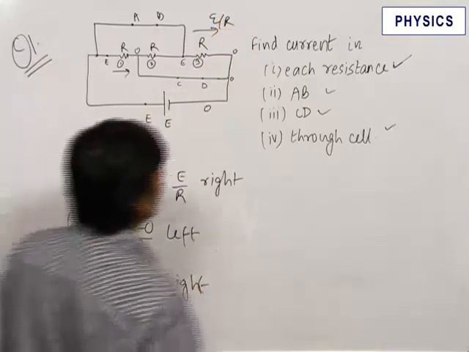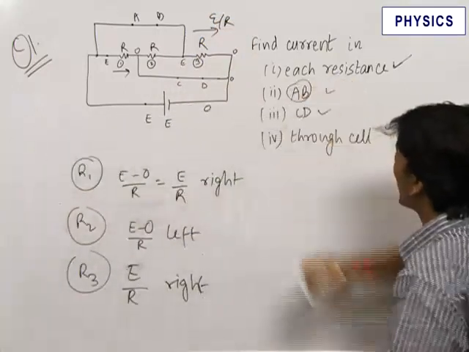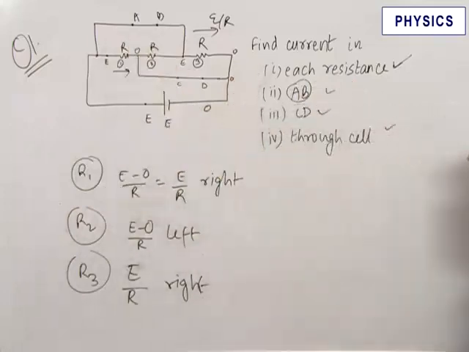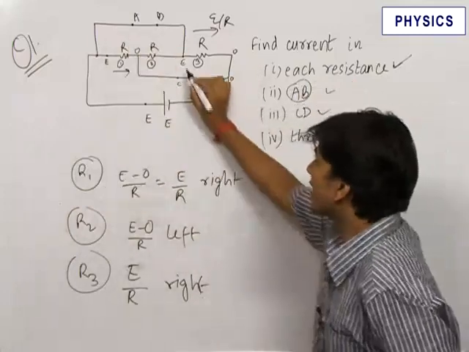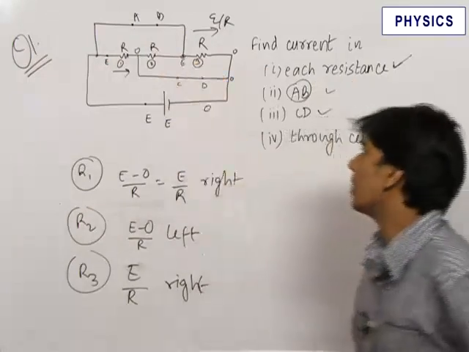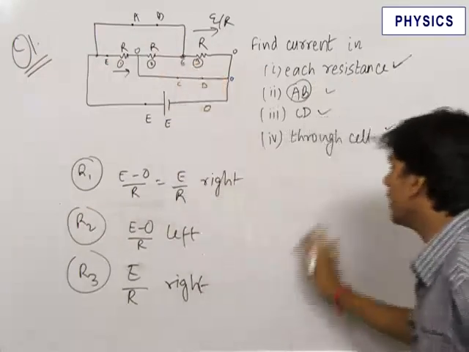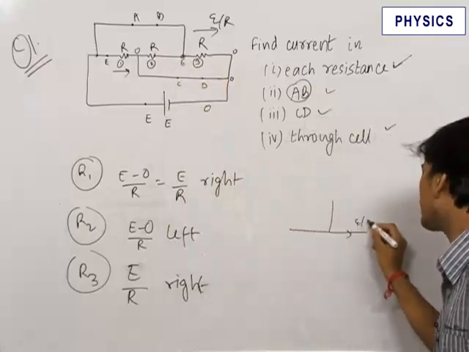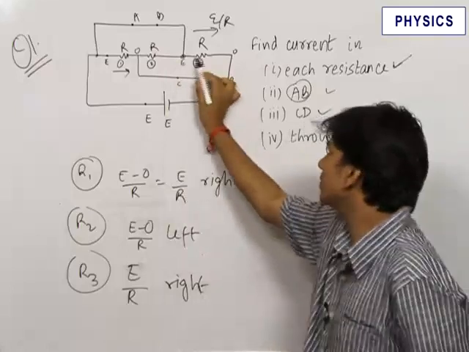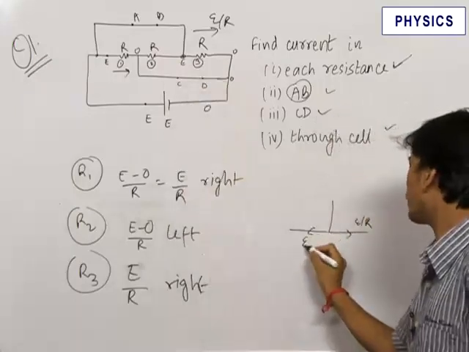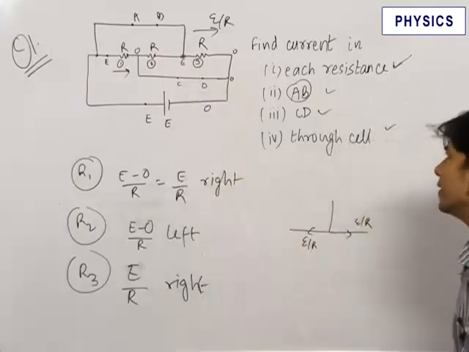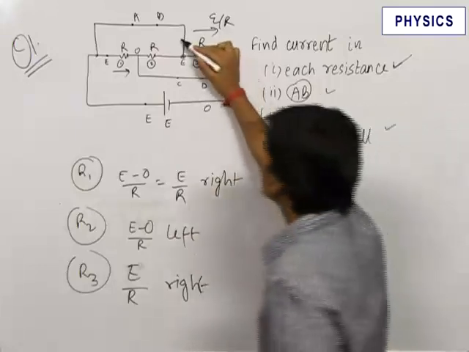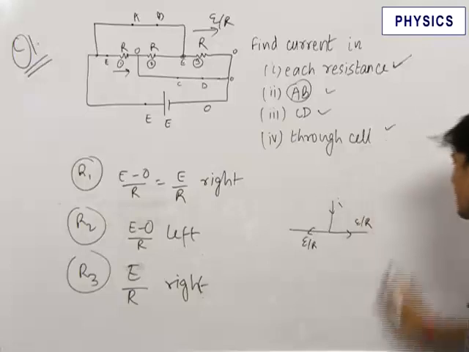Now we need to find out the current in the wire AB. For finding out the current in the wire AB, what we do is that we analyze this junction. At this junction, current E upon R is flowing towards right in this wire and current E upon R is flowing towards left in this wire. Let the current in this wire be equal to I. The current in this wire will be equal to the current across AB.